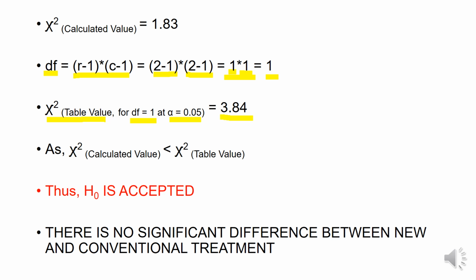Students, you are requested to revise and remember the golden rule. That is, if the chi-square calculated value is less than the chi-square table value, then in such case the H0 will be accepted. So let's apply the same rule in our case. The chi-square calculated value is 1.83 and the chi-square table value is 3.84, which summarizes that the chi-square calculated value is less than the chi-square table value. Therefore, the null hypothesis framed is accepted for this particular numerical, which concludes that there is no significant difference between the new and conventional treatment.